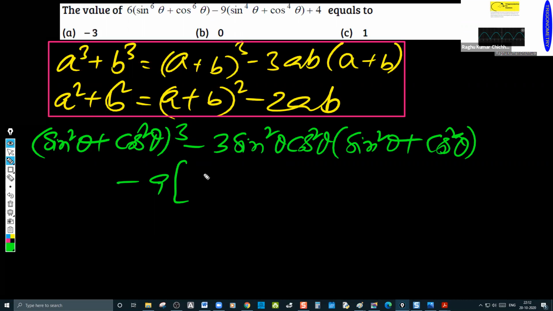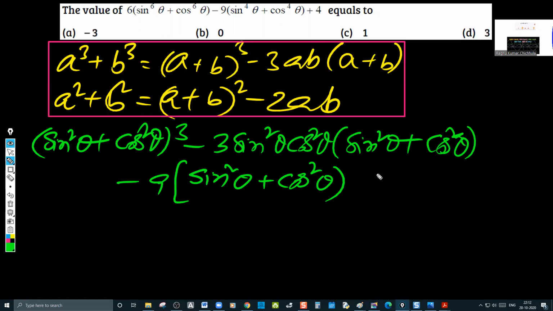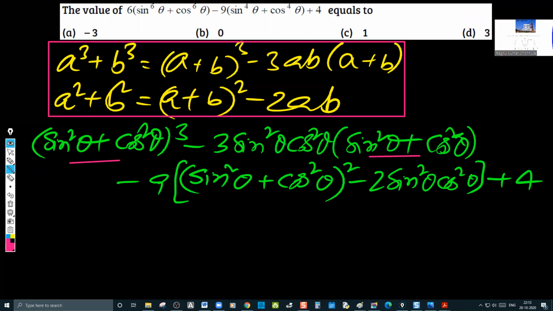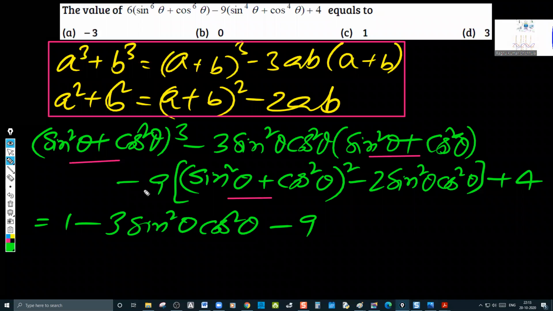You have to write that as (sine square theta) whole square plus (cos square theta) whole square. So that's (sine square theta plus cos square theta) whole square minus 2 sine square theta cos square theta. Plus 4, keep it as it is. And obviously this is 1. Correct, no? Yes, sir. This is 1. Then what is the remaining? 1 minus 3 sine square theta cos square theta, minus 9 into (1 minus 2 sine square theta cos square theta), plus 4.